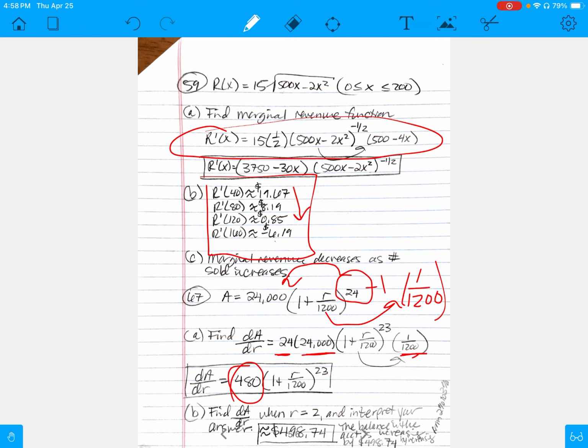In part B, find dA dr when r is equal to 2 and interpret your answer. So we're just plugging 2 in there for the value of r and crunching the numbers. Should come out to about $498.74. And what that tells us is that the balance in the account is increasing by $498.74 by increasing the interest rate from 2% to 3%. So when we have a rate of 2%, if we bump it up to 3%, the balance in the account would be increasing $498.74.